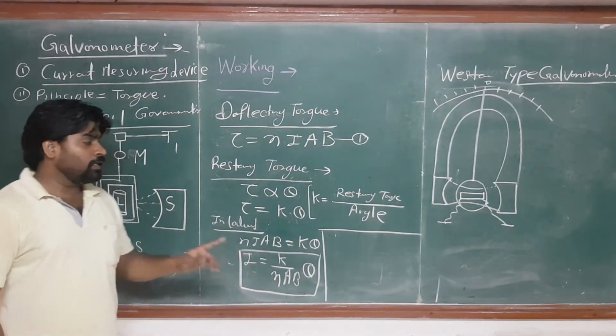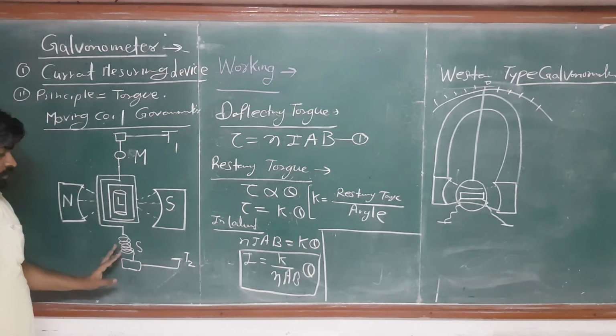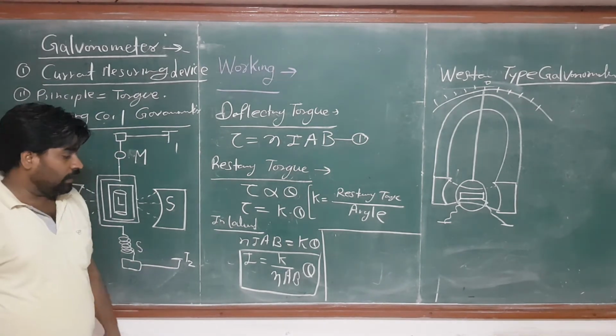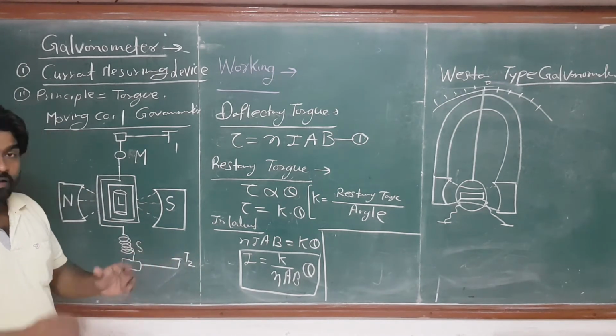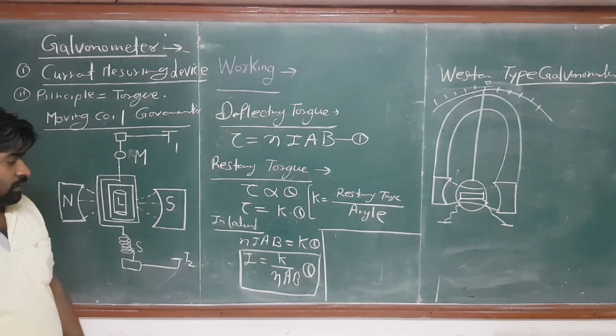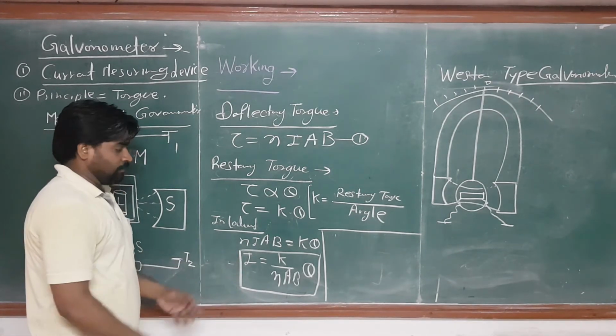It depends on the nature of the material which we have used, the bronze strip and the restoring spring. And the number of turns should be less, the area of the coil should be less, and the magnetic field should be less, if you want to measure the maximum current.